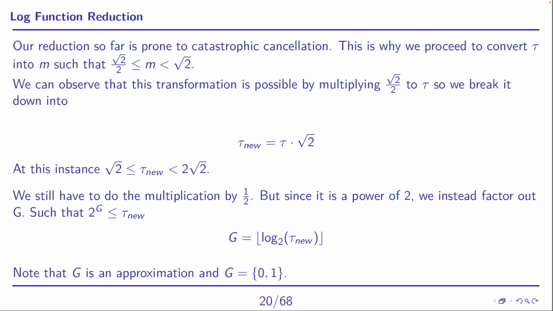So what we observe here is that it's basically multiplying square root of 2 over 2 on both sides of the boundary, and that's exactly what I do next. I take my DAO and make a new DAO that is scaled by that number. And once I have that, my intervals change a little bit. Now my new DAO is between square root of 2 and 2 times the square root of 2. But I still have to divide by 2 to be in the same range as m.